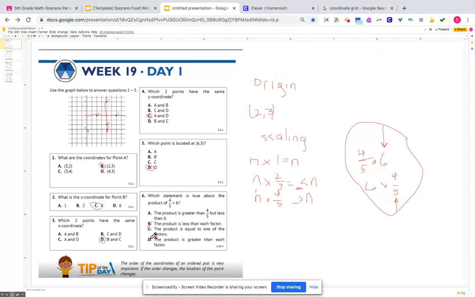So when we go back to A and look at that again, the product is greater than 4/5. Well, that's true because when we multiply this, we know it's going to be greater than 4/5. But we also know that it's going to be less than 6 because this 6 is going to go down and this 4/5 is going to increase in value. So the correct answer for that is A.